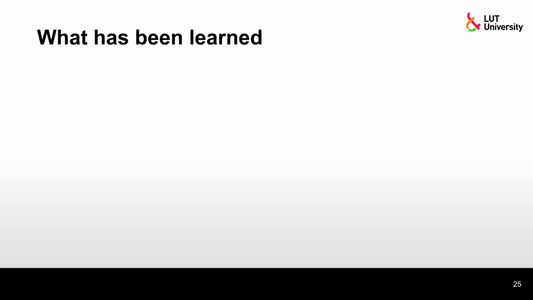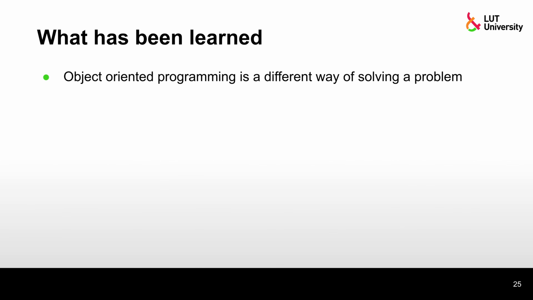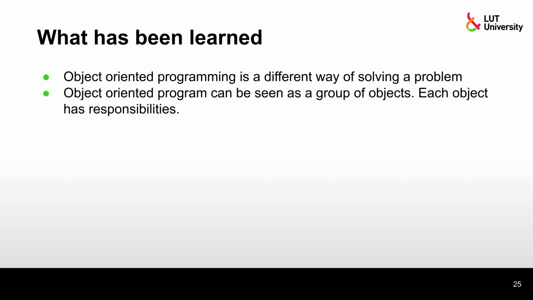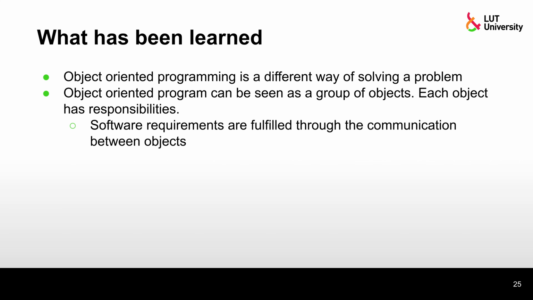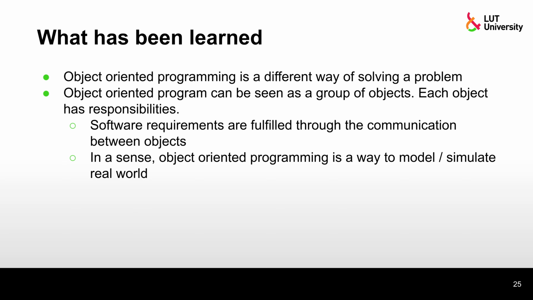And what has been learned? Just to put this in a nutshell, object-oriented programming is a different way of solving problems. And we are building objects, and each object has responsibilities. And software requirements are fulfilled through the communication between these objects. And in a sense, object-oriented programming is a way to model or simulate the real world.